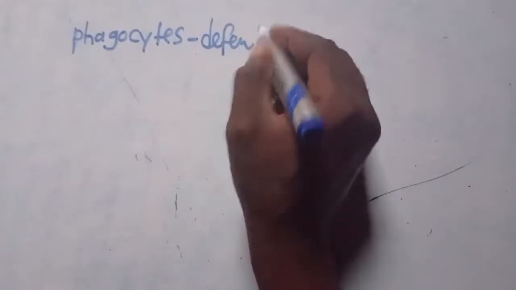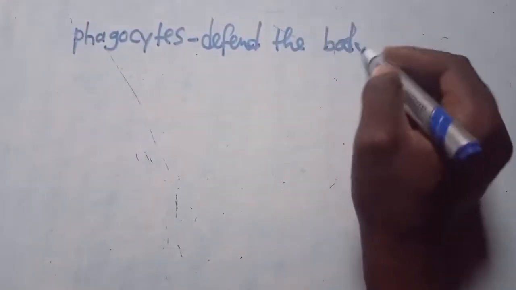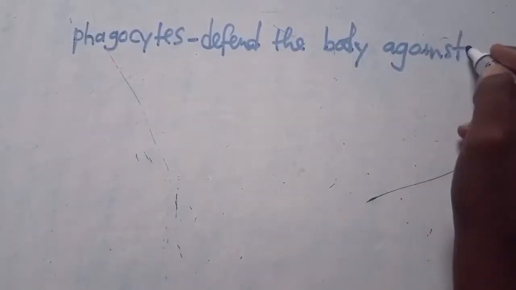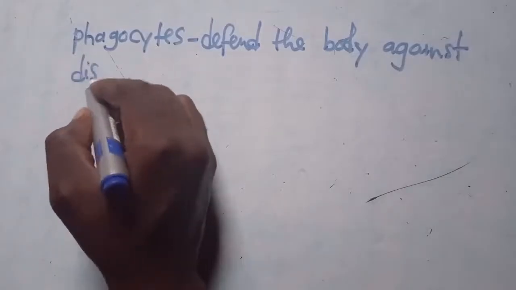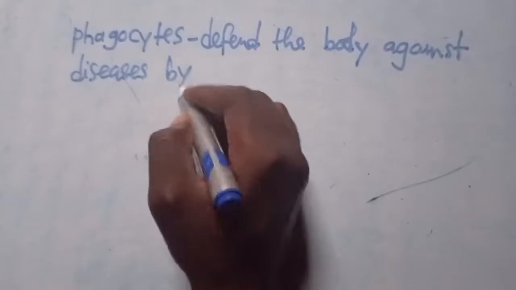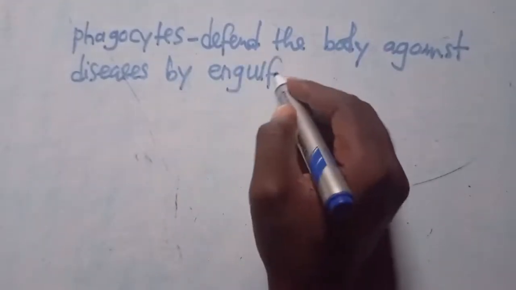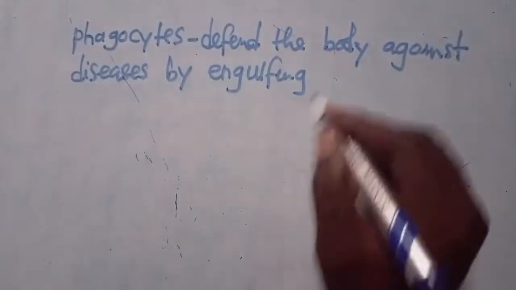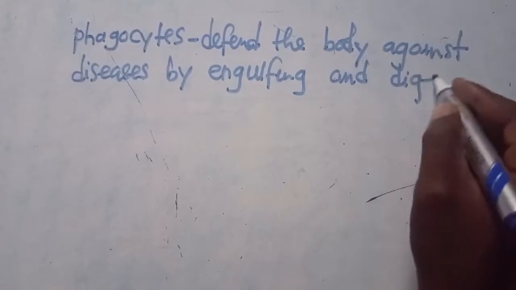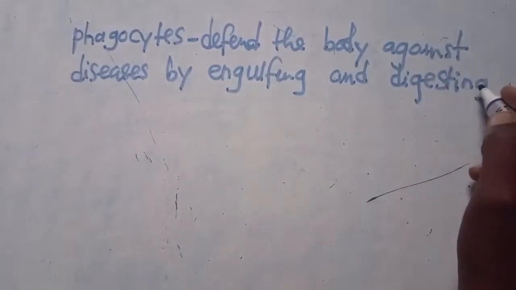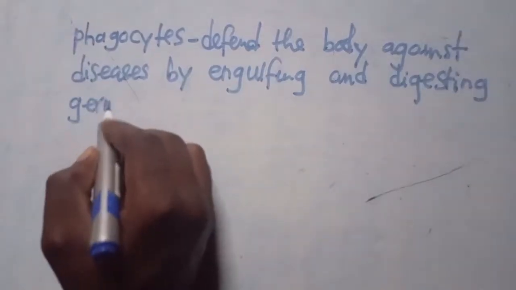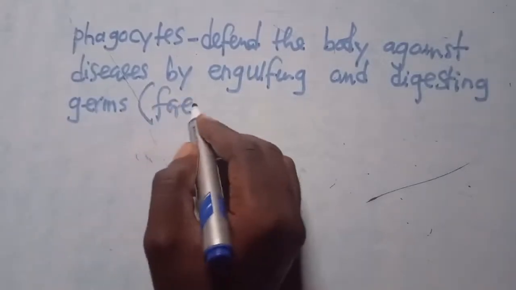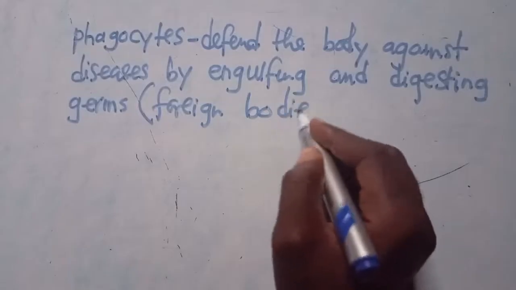What is the function of these phagocytes? We know that they fight or defend the body against diseases. They defend the body against diseases by engulfing, hugging the bacteria, or by digesting. Only two ways. So by digesting or engulfing germs, or bacteria, or foreign bodies. This is something that you have to know.